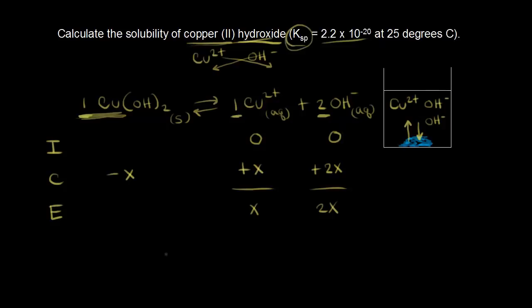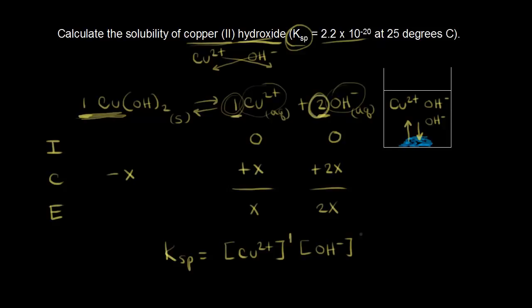So Ksp is equal to, we look at our products. We have Cu2+, so we put the concentration of Cu2+, and we raise the concentration to the power of the coefficient. Here our coefficient is a 1, so we raise this to the first power. Next, our other product is the hydroxide ions, OH minus, and we raise that concentration to the power of the coefficient, which in this case is a 2, so we need to put a 2 here. And once again, we leave this pure solid out of our equilibrium expression.